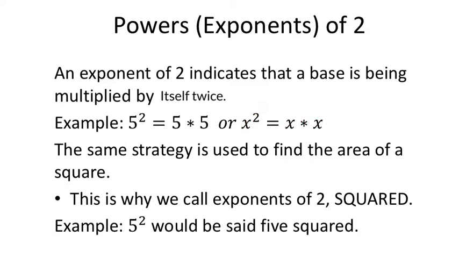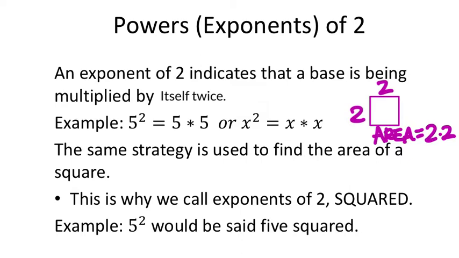Now, as it turns out, this is the same strategy we use when we try to find the area of a square. If you had some kind of square here, and you knew the side lengths were 2, you'd have 2 and 2. But if you wanted the area, you'd take 2 times 2, which is the same as 2 to the power of 2.